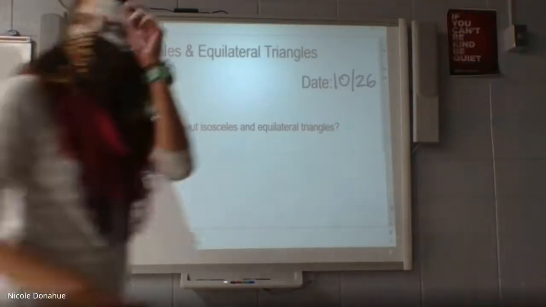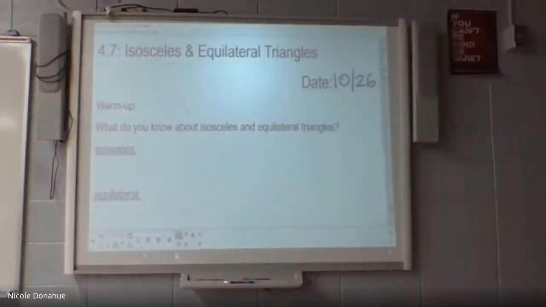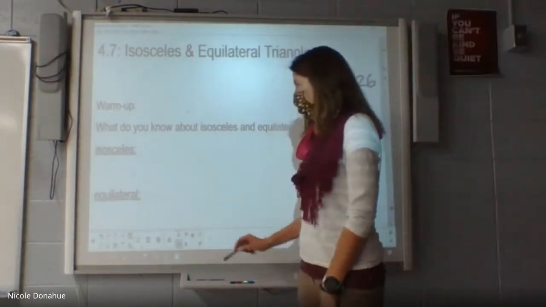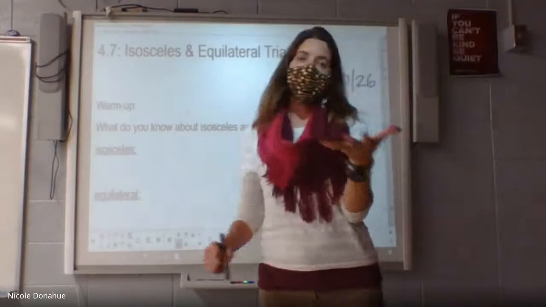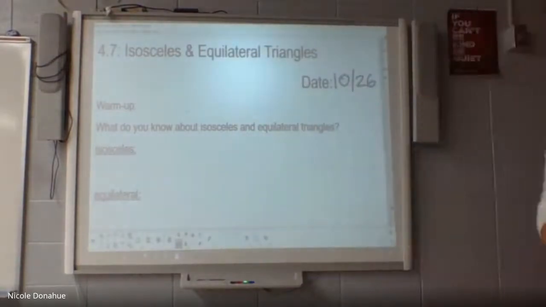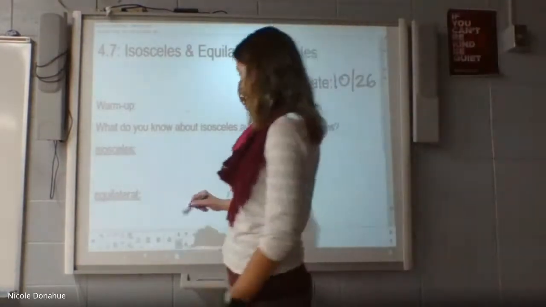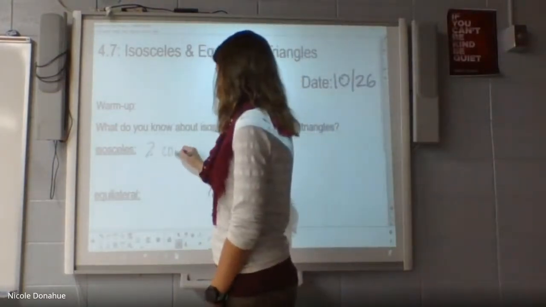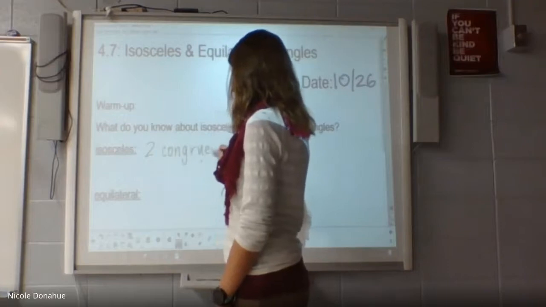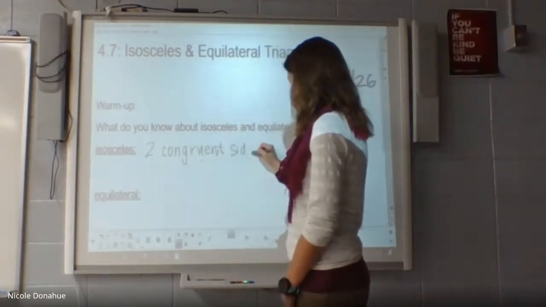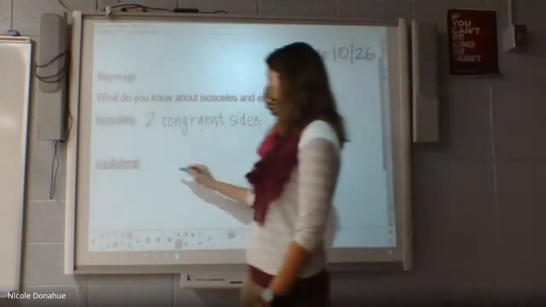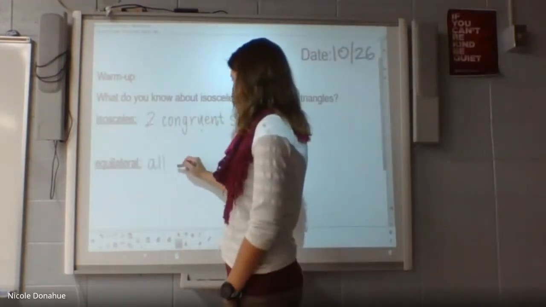Izzy, what'd you write down? Okay, so yeah, we're talking about sides. So in an isosceles triangle, two of the sides are the same length, so two congruent sides. Two congruent sides, and then equilaterals, she said it, all three are congruent.